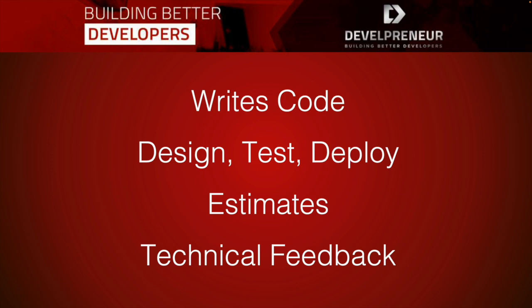This development team, just to be clear, these are the people that write the code. They design stuff. They do testing. They do deployment. They are really going to drive your estimates, and they're going to give technical feedback. Your product owner is a business person for the most part. Now, they will potentially have technical knowledge and skills, but their focus is the business side. The development team is the technical side.